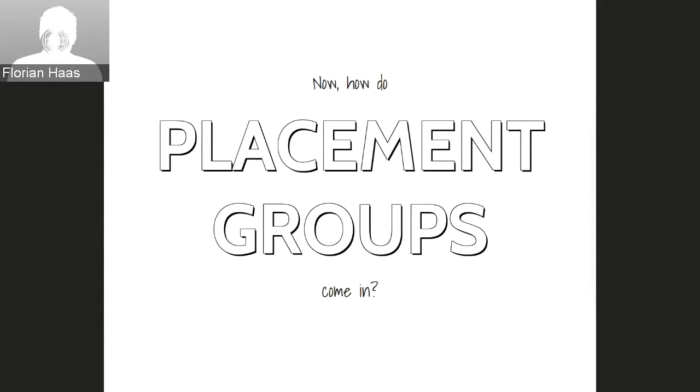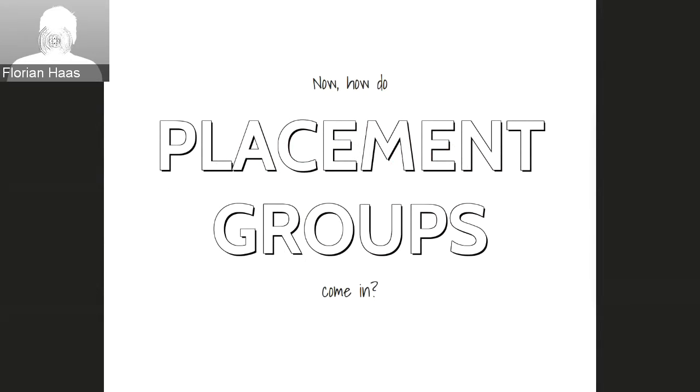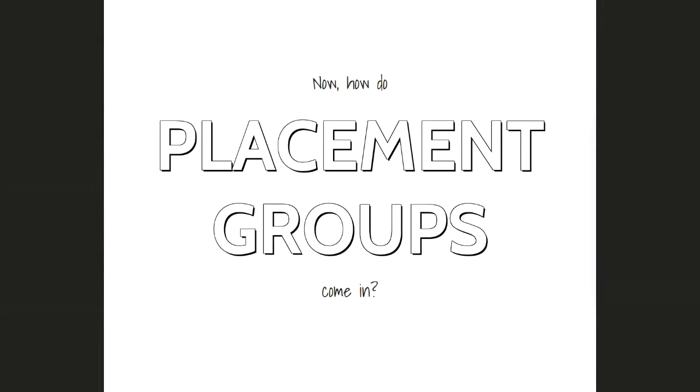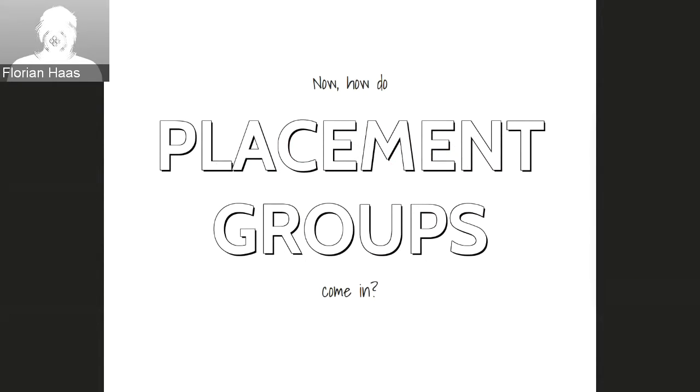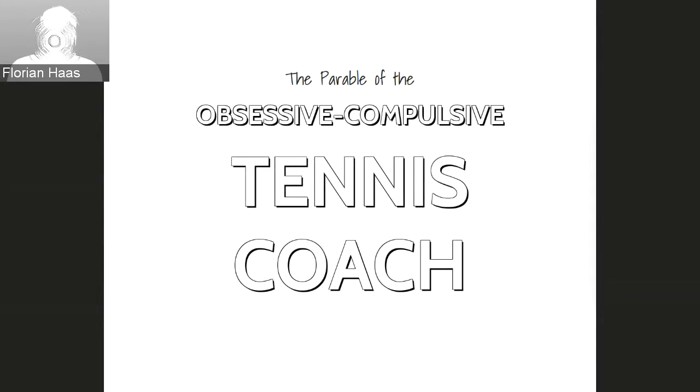Now, there's two ways of explaining this. One is a very abstract way where you talk about objects and data storage locations and a storage topology and things like that. But I find that very opaque, and I don't really like to explain it in those terms. So I'd like to use a metaphor, and I call it the parable of the tennis coach, or more precisely, the parable of the obsessive-compulsive tennis coach.